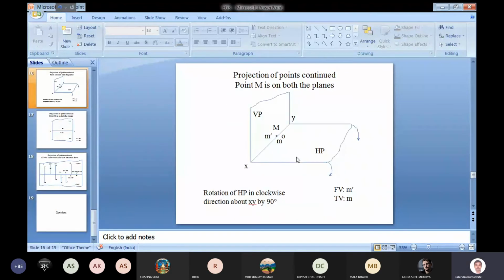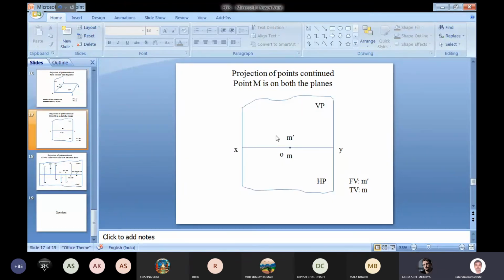There is another case, when we consider a point on the reference line, at the intersection of two planes. In such a case, we will have the projection of the point on the reference line only. Either it is front view or top view, both the projections will be on the reference line only. So that can be shown here.